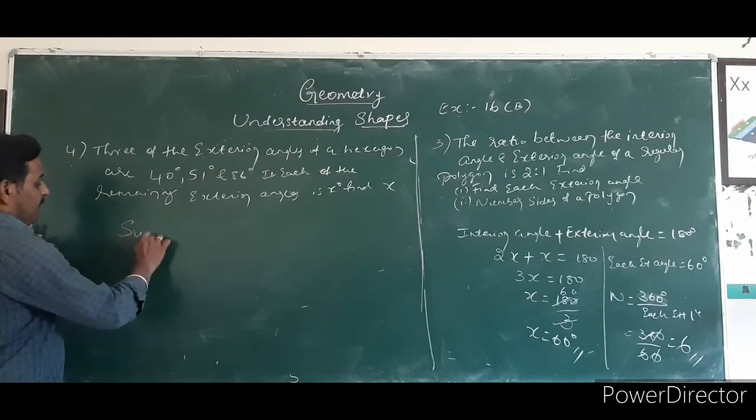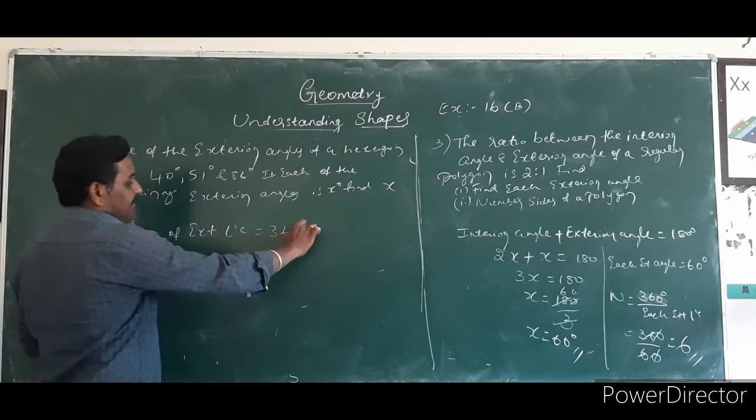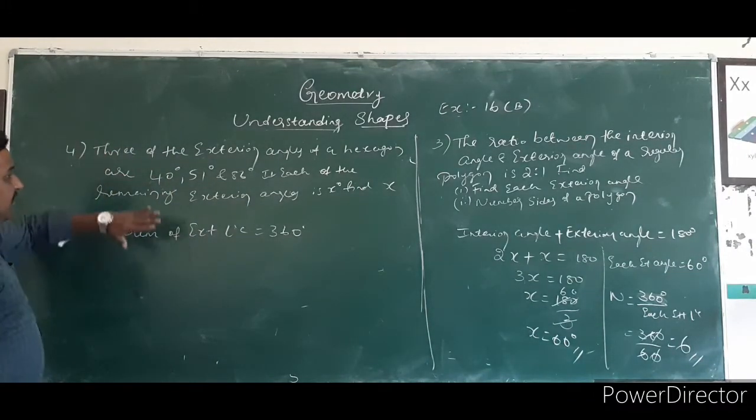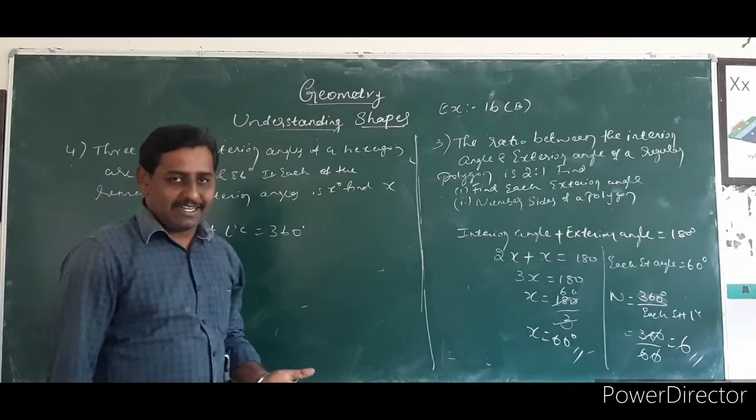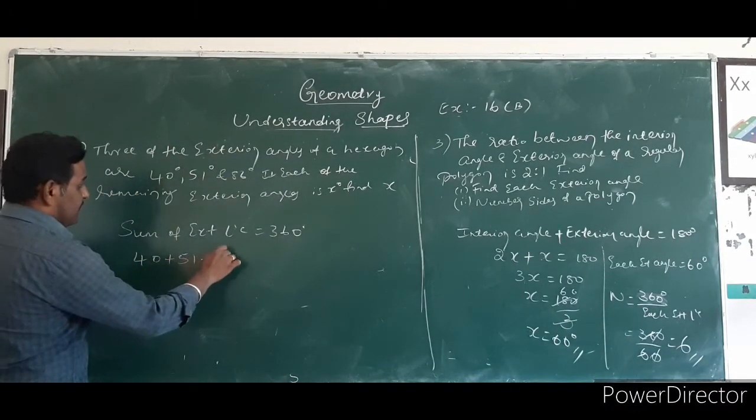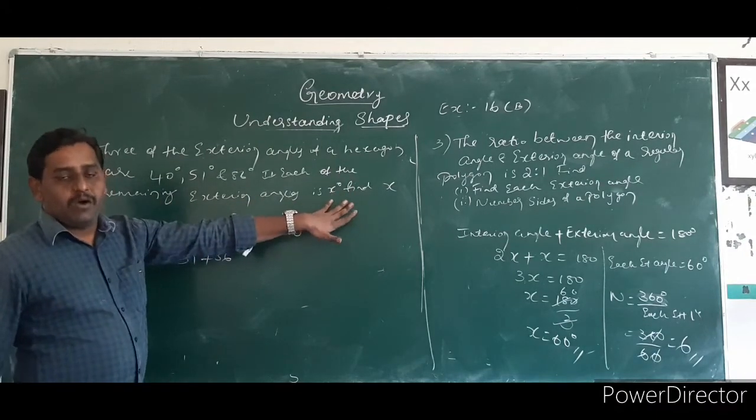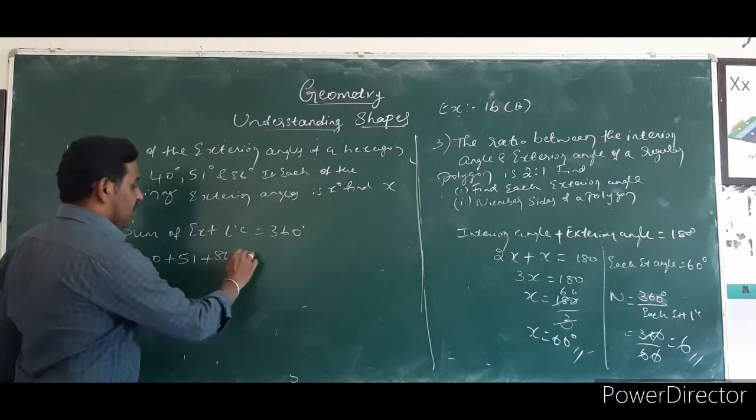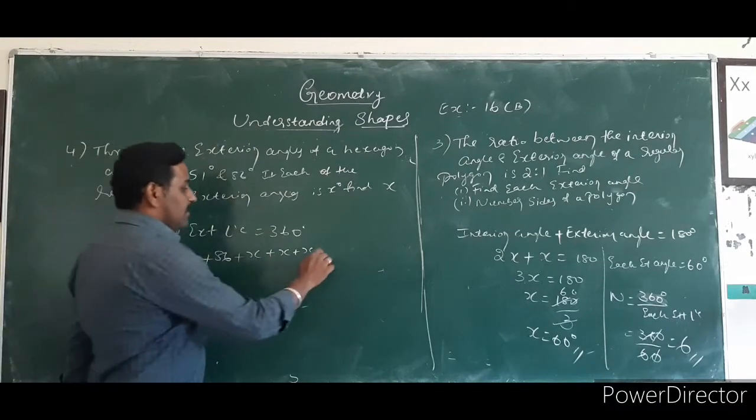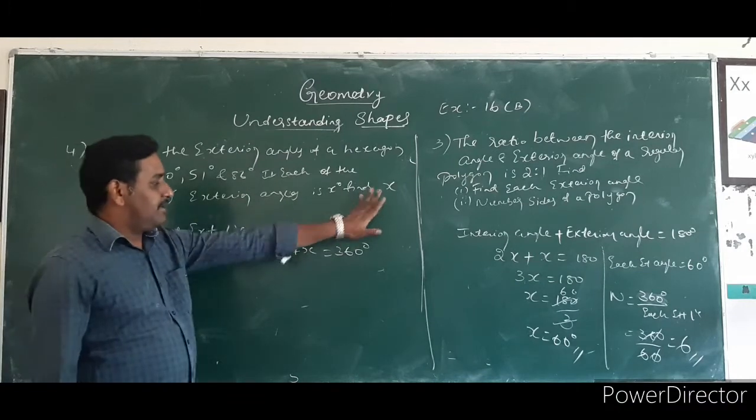The sum of exterior angles is equal to 360 degrees. That is the formula. In a hexagon, 6 angles are there. They gave 3 angles here: 40 plus 51 plus 86. Out of 6 they gave 3. The remaining 3 angles are each x. The total is equal to 360 degrees. We have to find the value of x here.